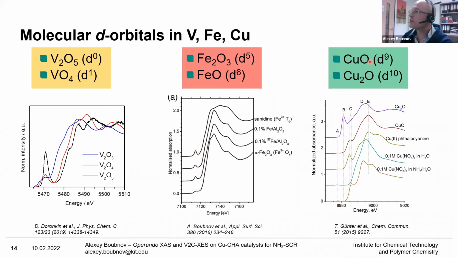For copper, it becomes a little bit more interesting because copper 2 is already a d9 system, so it has a very tiny pre-edge peak labeled as A, and copper 1 oxide doesn't have any pre-edge peak anymore because its d band is completely filled. But we have other features which are of interest.